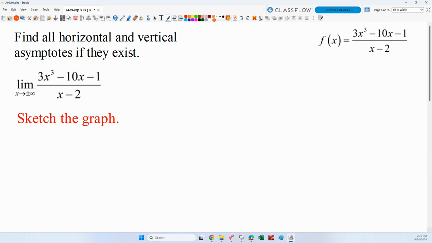This time the top is going to infinity infinitely faster than the bottom, and so this is not going to have a horizontal asymptote. It is going to explode to infinity as x goes to infinity, right? So no horizontal asymptotes. Are there any vertical asymptotes? How would we know?